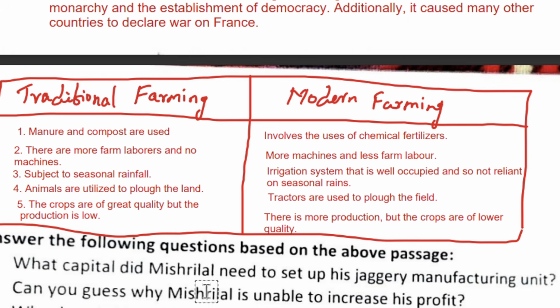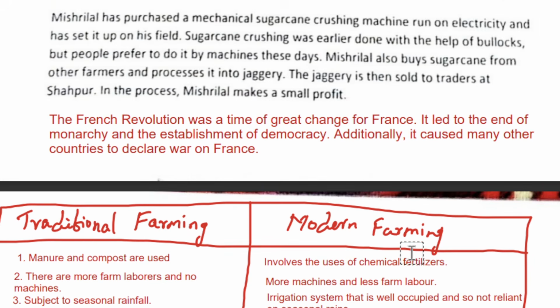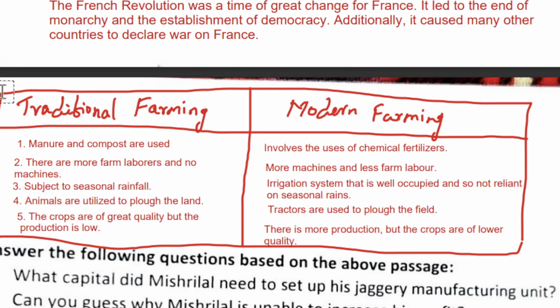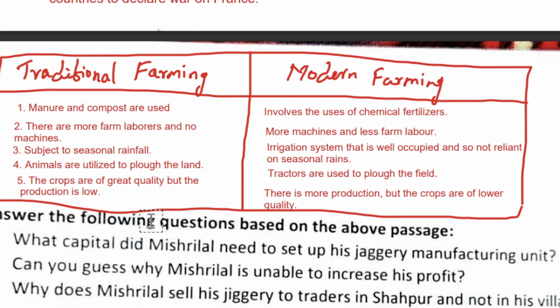Can you guess why Mishal is unable to increase his profit? Why is he unable to increase his profit? Because it is not done by a man, it is done by machinery. Machinery we already saw in traditional farming and modern farming: more machinery, less farmer work, but there is more production, with crops of lower quality. So the quality will be very low, so he couldn't see more profit in this.